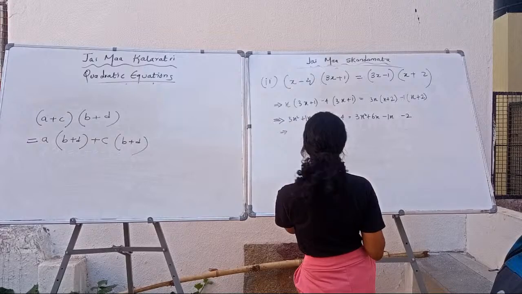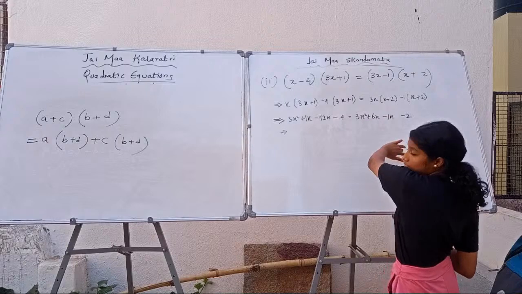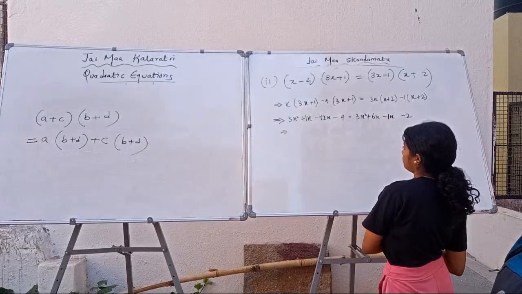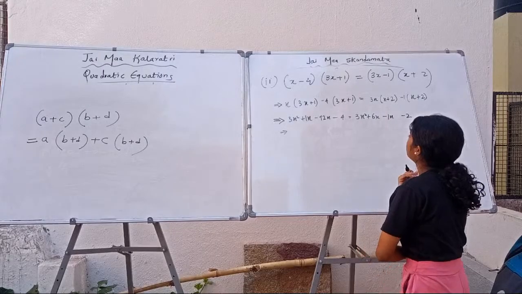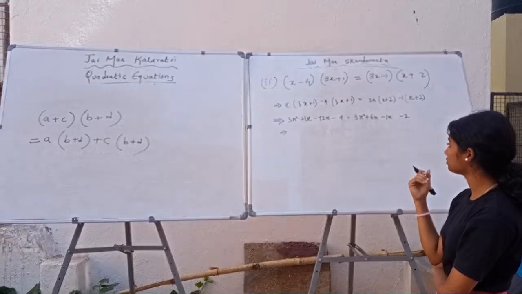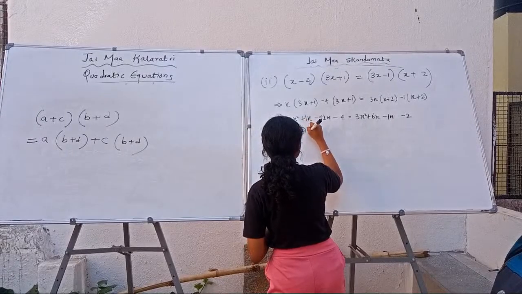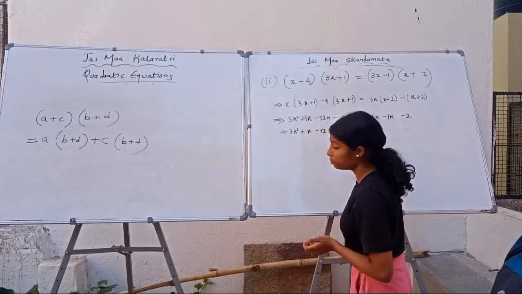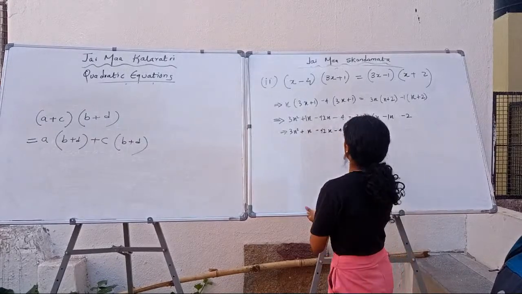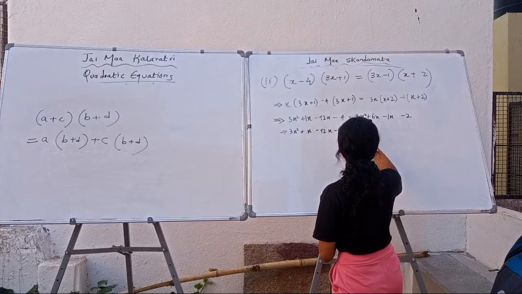Bring everything on the left hand side. So what will happen? Write down whatever is there and then bring everything on the left hand side from the right, and then we will see what to do. Everything plus there becomes minus here, and minus becomes plus here. Transpose.